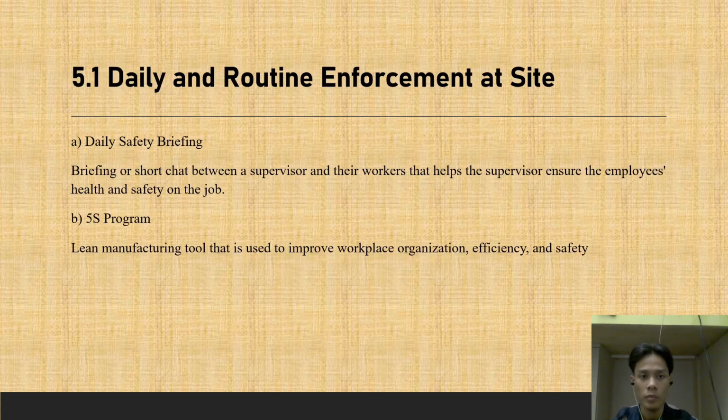For the next subtopic, which is daily and routine enforcement at site, there are two daily routines, which are the daily safety briefing and the 5S program. Daily safety briefing is a short chat between a supervisor and their workers that helps the supervisor ensure the employees' health and safety on the job. The 5S program is a lean manufacturing tool that is used to improve workplace organization, efficiency and safety.